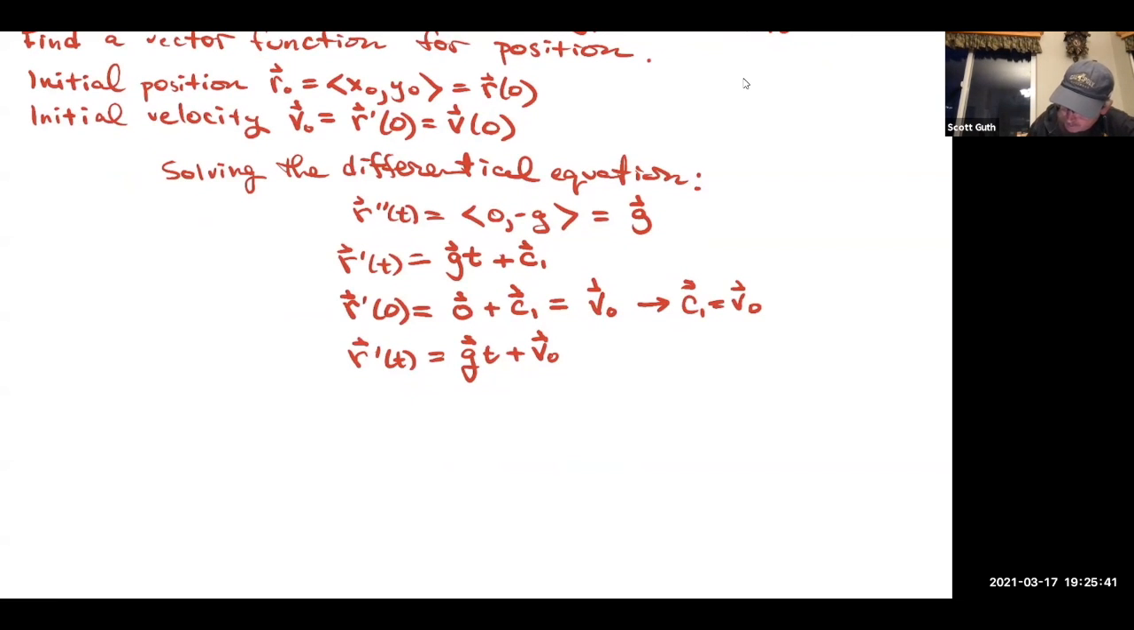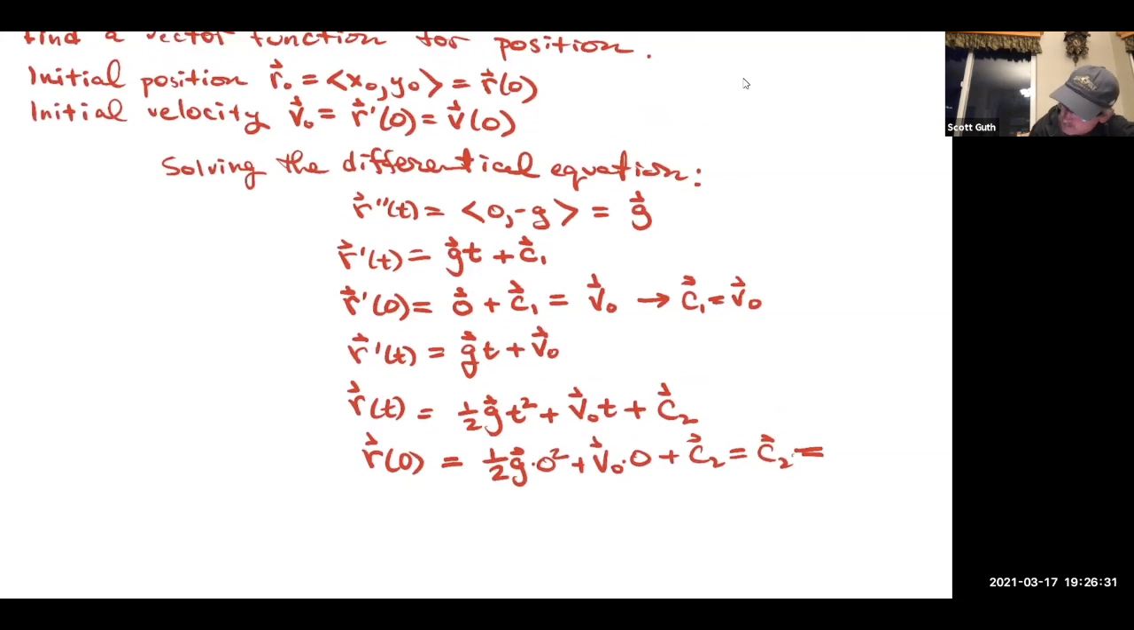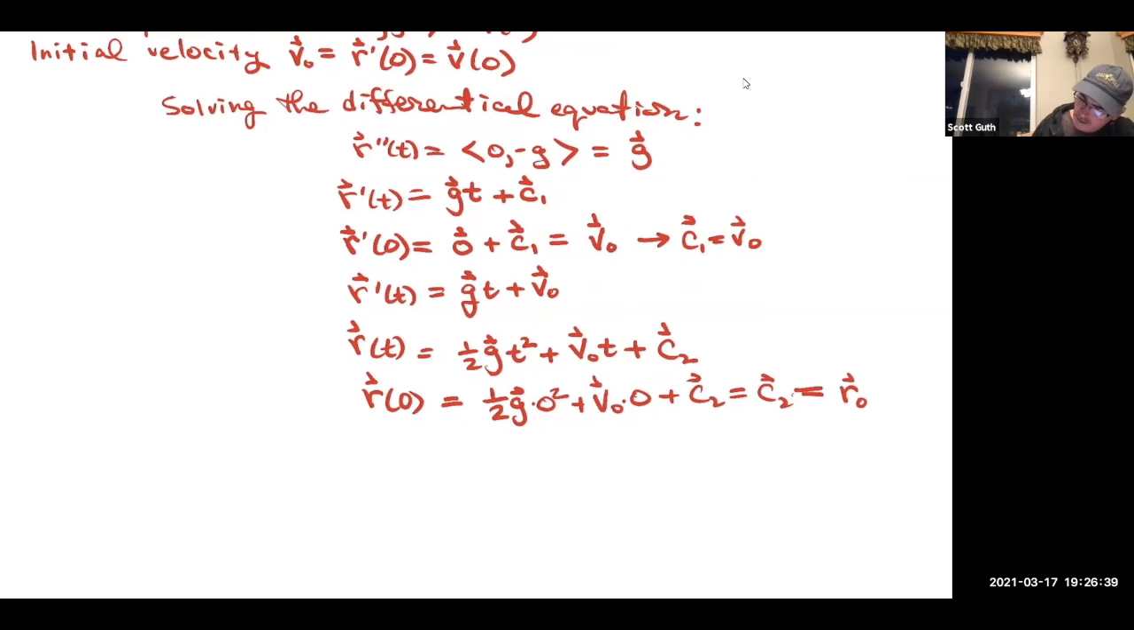Okay. But of course, we need one more antiderivative. So now we can say r of t, which is our position function, would be 1/2 the vector g times the scalar t squared plus the vector v naught times the scalar t plus another constant we'll call c2. And of course r of 0 will just be 1/2 g times the scalar 0 squared plus v naught times the scalar 0 plus c2. Of course, that's c2, which needs to be the initial position because this is position at time 0. So we'll just call this r naught. So yeah, c2 is r naught.